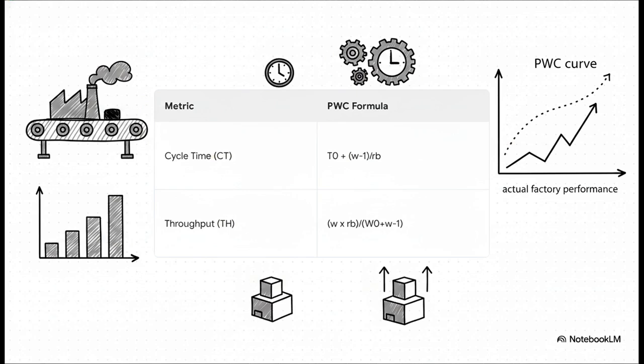I know, reading math out loud can be a lot, but here is the massive takeaway. These formulas let you calculate the exact expected cycle time and throughput for whatever WIP you currently have. Plot these numbers, compare your actual daily performance against this curve, and you will see exactly how much everyday randomness is stealing from your bottom line.